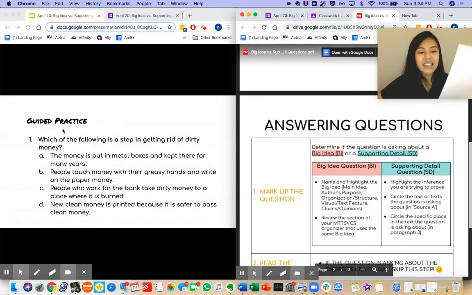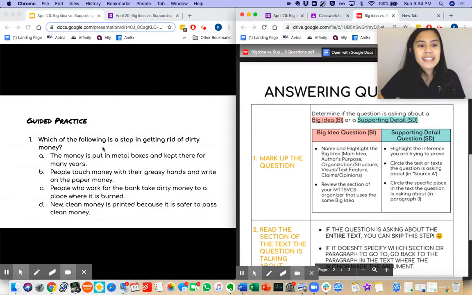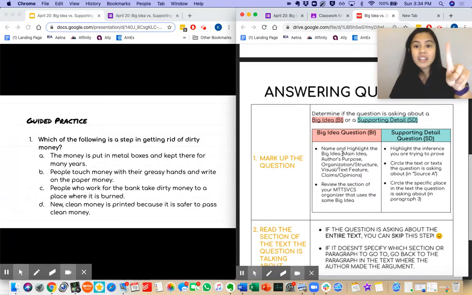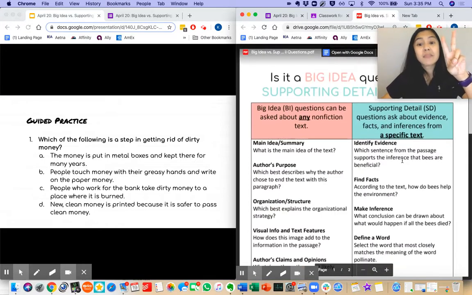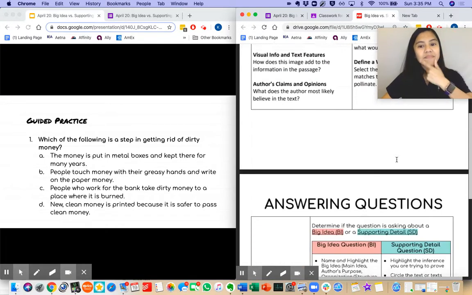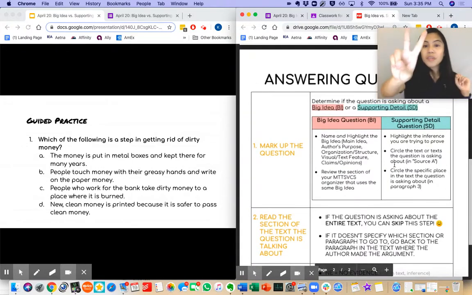Let's read. Number 1. Which of the following is a step in getting rid of dirty money? First, I need to mark up my question. Is this question a BI question? It can be asked about any text, or a supporting detail question. It's asking about a specific text. Can you show me big idea or supporting detail?